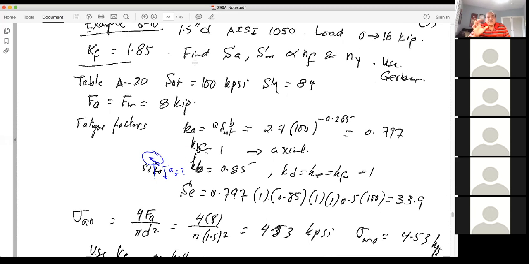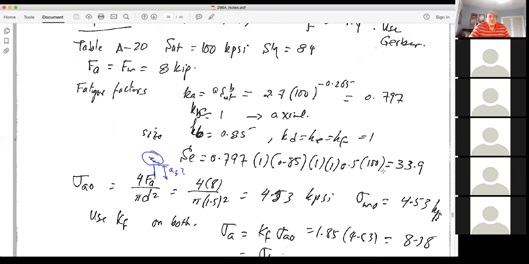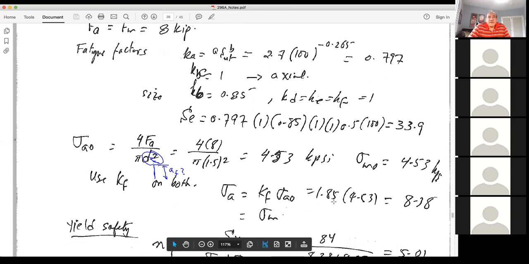And then on the other side, we have to put the problem into two columns. One is material properties column, and the other one is load column. So material properties, I have to compute from S ultimate everything else. The fatigue factors, Ka, Kb, Kc, and so on, so that I can find the endurance limit. And then from the load column, we find the sigma alternating and the sigma mean. They are equal to each other, 4.5 KSI. And we apply the same fatigue factor that we found here.